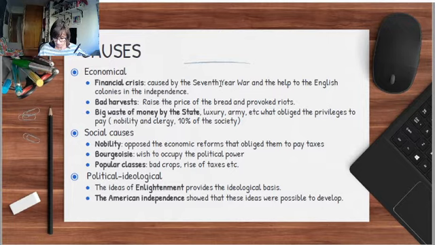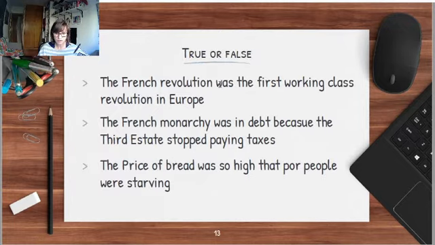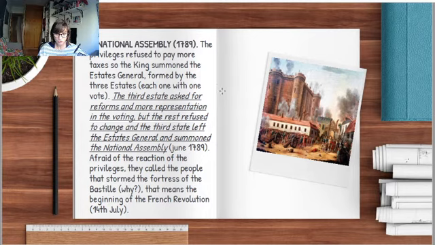This led to a political crisis. In order to improve the economic situation, the royal finances, Louis XVI's minister suggested that the privileged states should pay taxes. The nobility and clergy refused and demanded that the king call the States General. This was the only body that could approve new taxes.